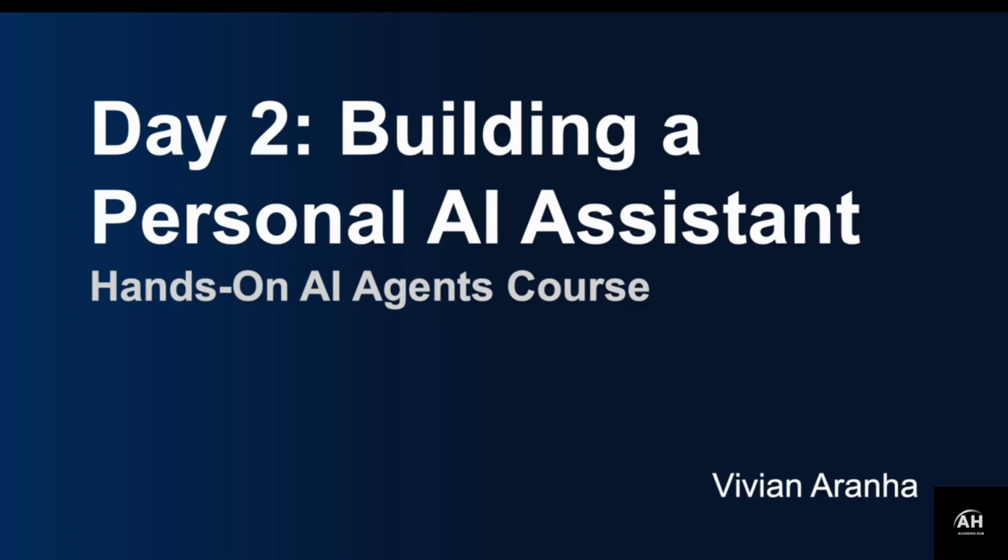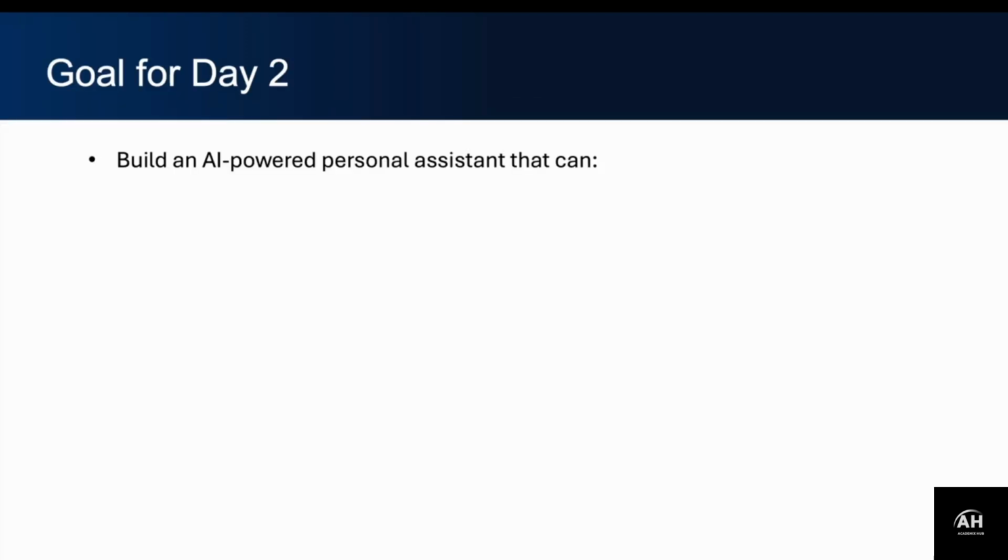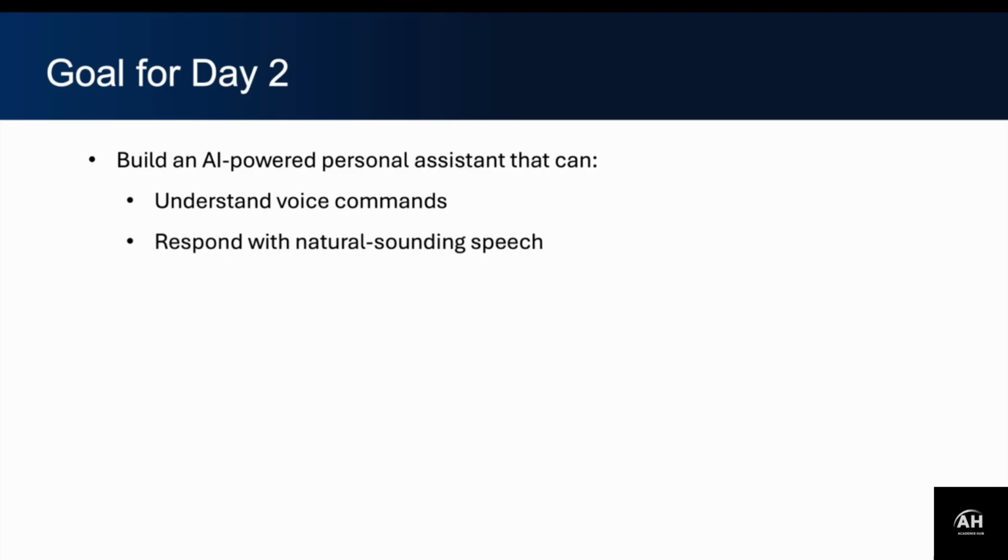Welcome to day two of the hands-on AI agents course. Today we'll be building a personal AI assistant. The goal for today is to build an AI-powered personal assistant that can understand voice commands, which is speech to text. Next, it will respond with natural sounding speech, where we'll be doing text to speech, and it will remember past conversations and perform useful tasks like opening apps or setting reminders. By the end of today, you'll have a fully functional voice-controlled AI assistant. So let's get started with our AI-powered personal assistant.